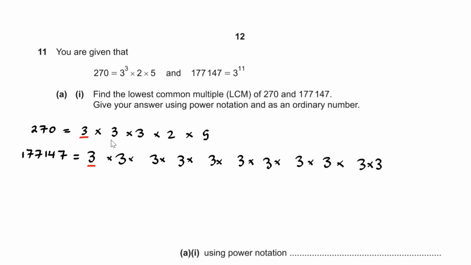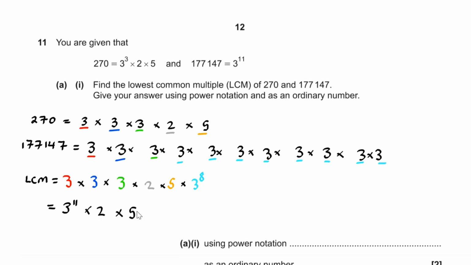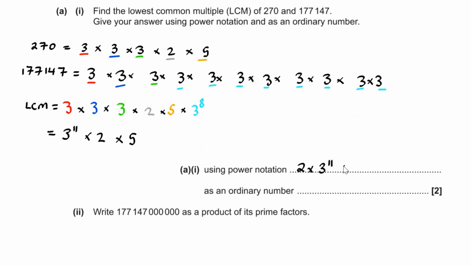Well, we've got 3 over here, so let's just write this down. The lowest common multiple then is equal to 3, and then we've got this 3 over here, and this 3 over here, and then we've got this 2, and this 5 over here, and then we've got 1, 2, 3, 4, 5, 6, 7, 8 threes as well. So here we've got 3 to the power of 8. So therefore, we've got 3 to the power of 8, and then another extra 3, so that will be 3 to the 11, and then we've got the 2, and then the 5. So we end up with 2 times 3 to the 11 times 5.